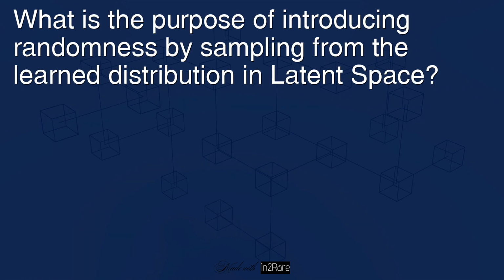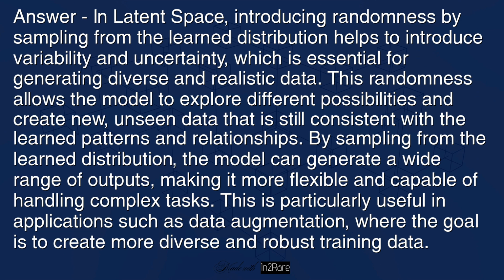What is the purpose of introducing randomness by sampling from the learned distribution in latent space? Answer: in latent space, introducing randomness by sampling from the learned distribution helps to introduce variability and uncertainty, which is essential for generating diverse and realistic data. This randomness allows the model to explore different possibilities and create new, unseen data that is still consistent with the learned patterns and relationships. By sampling from the learned distribution, the model can generate a wide range of outputs, making it more flexible and capable of handling complex tasks.